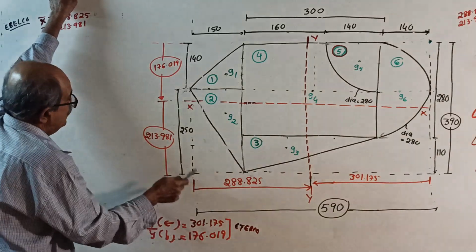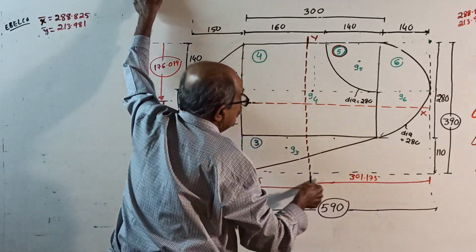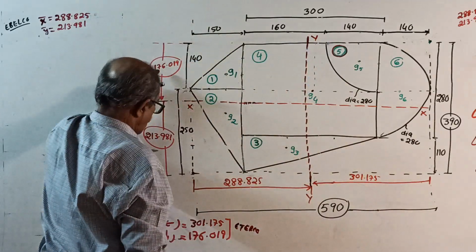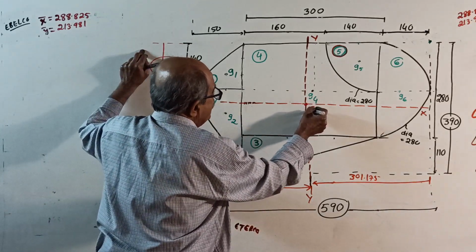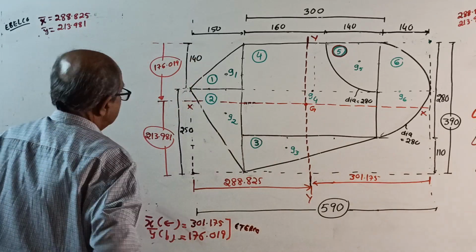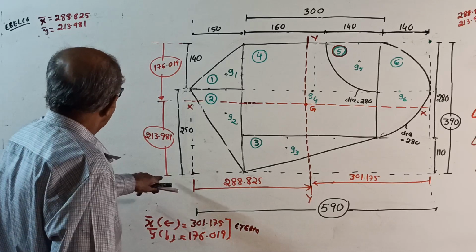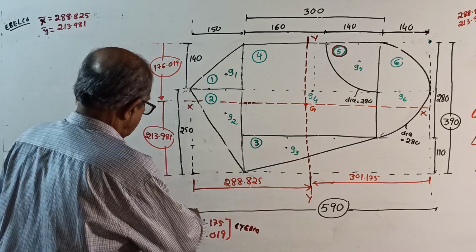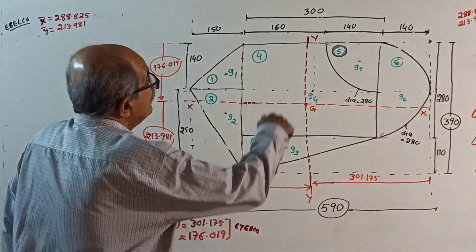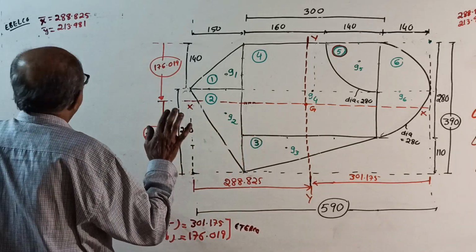See here, with this we got X bar 301, Y bar we got 176. Perfectly correct. This is centroid G for the entire lamina. Okay, correct answer: 288.825, 213.981, 301.175, and 176. Everything is okay. Now, okay, over.